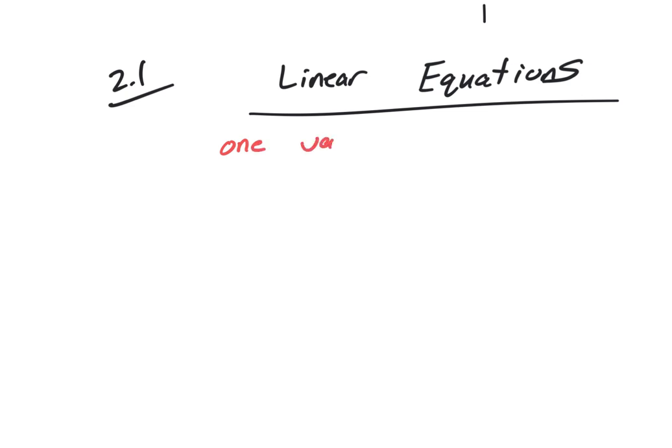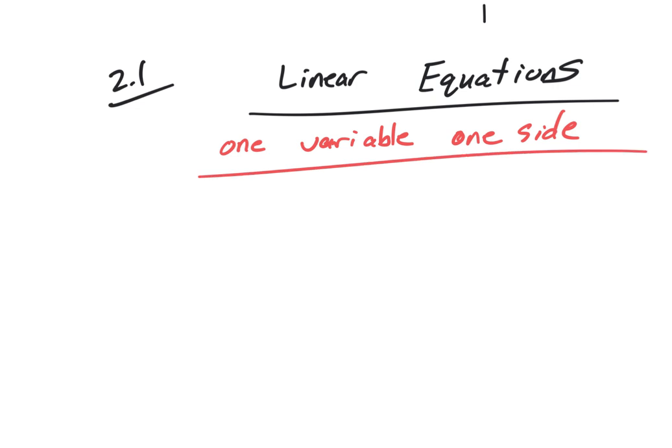Okay, first one is one variable on one side. Those are pretty straightforward. 2x minus 9 equals 5. When you first started doing these, you probably called it a two-step equation, because really we just have two steps to get this by itself. Our goal is to solve for x.